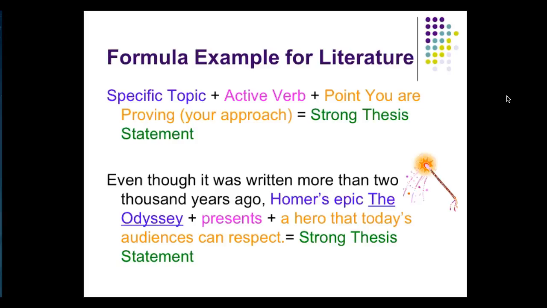So here's an example. Even though it was written more than 2,000 years ago, Homer's epic, The Odyssey, presents a hero that today's audience can respect. So your topic is going to be Homer's epic, The Odyssey. Your active verb is presents, and the point you're going to prove is that it's a hero that today's audiences can respect. Now you have a strong thesis statement.